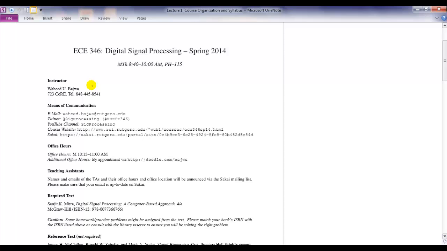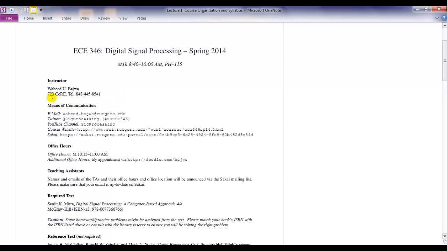This is the handout of the class. It's posted online. I'm not printing it because I found it over the years to be just a waste of paper. So if you're interested, you can just go to the Sakai page or the course website and find details. We'll be going over some of the details a little more carefully.